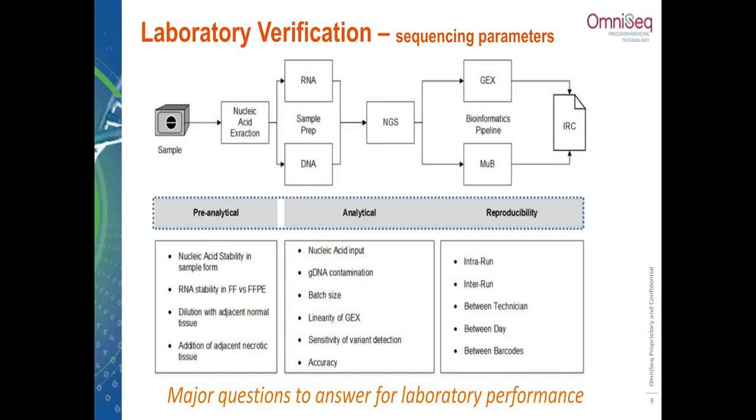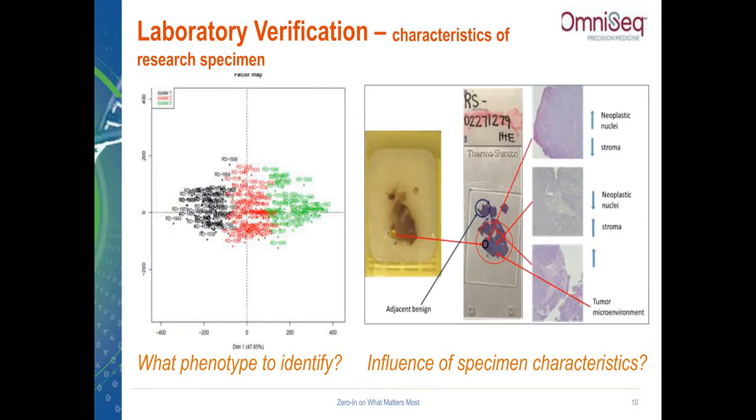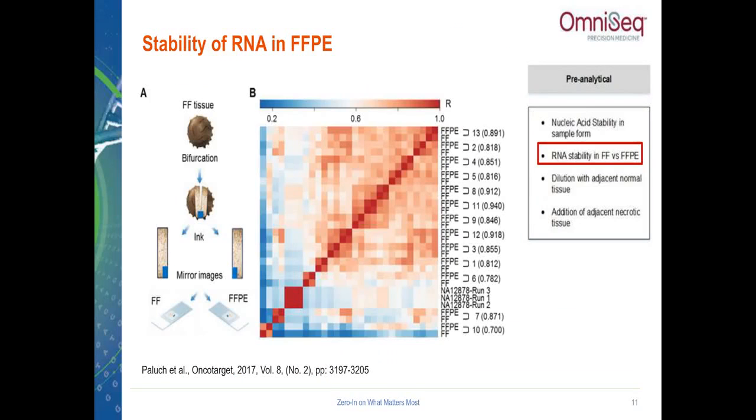We kind of move away a little bit into what we call the characteristics of the research specimens. What is the phenotype that we're trying to identify, and how do all these different aspects influence the phenotype that you're trying to identify, such as the amount of stroma, the amount of tissue, the tumor microenvironment, what does it look like. So I'm going to start with the most straightforward of these, I think, that every laboratory needs to focus on, that is RNA stability and fresh frozen versus FFPE samples.